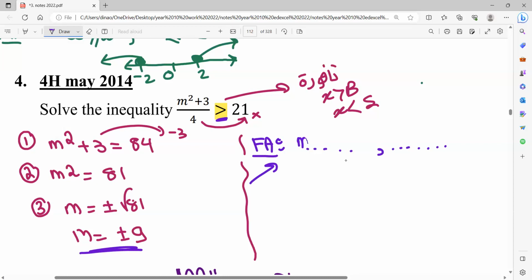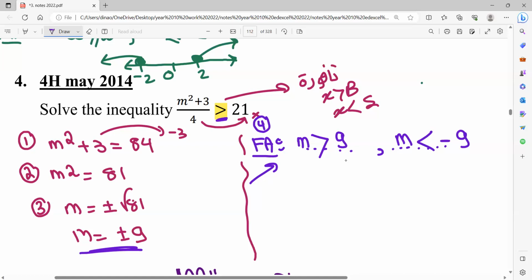So M, please try and use the same letters in the question. M greater than the bigger value or the bigger limit, which is positive 9. M less than the smaller limit, which is negative 9. دي كده اللي بيسموها إجابة نموذجية. أخد عليها الدرجة كاملة. You don't volunteer in exams.